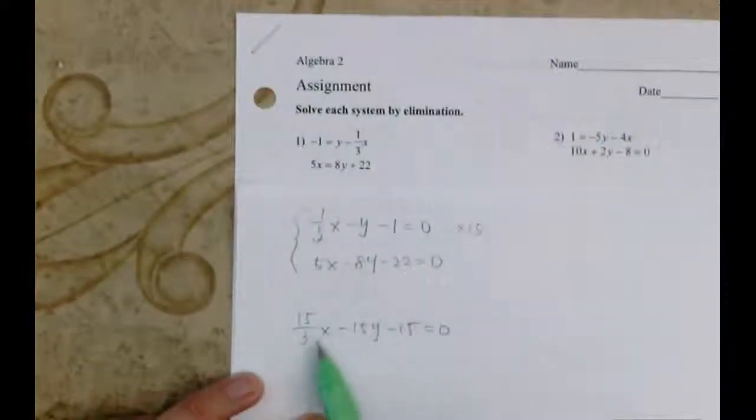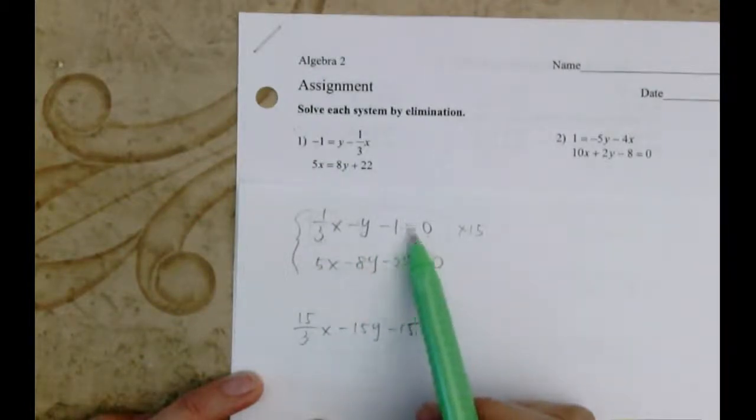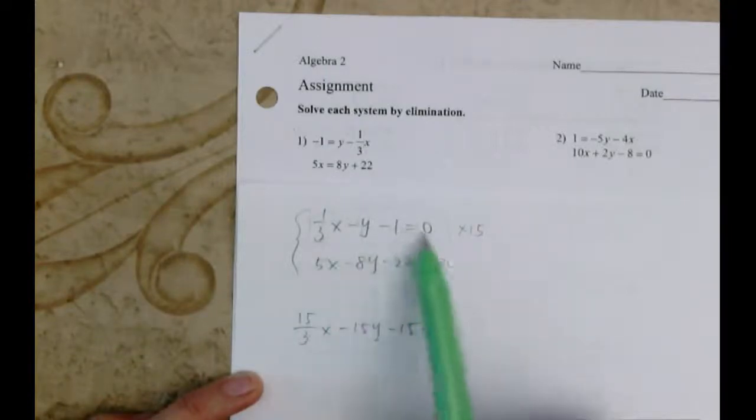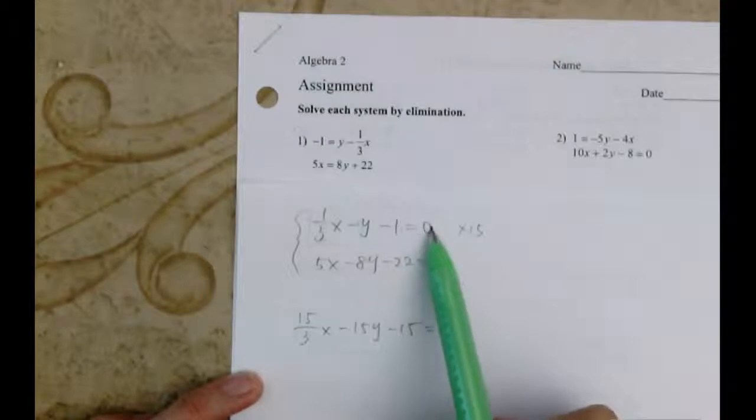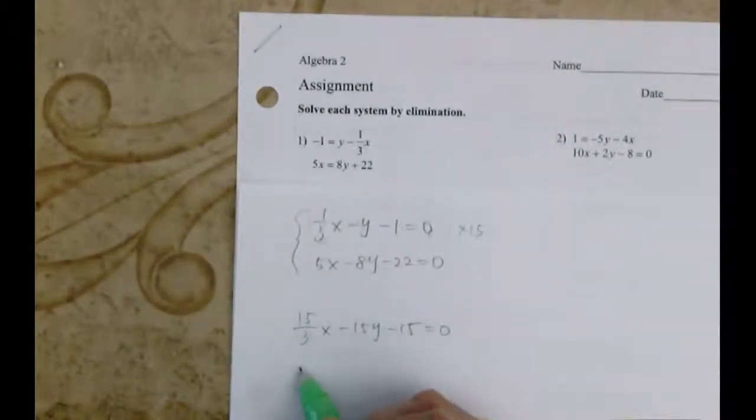Now don't forget to multiply each term, right? Some of you, I saw making the mistake of just multiplying one term. You cannot do that. If you want to multiply, the other side is still 0 because 0 times 15 is 0. That's the nice thing about putting 0 on the other side. Okay, so this is 5x minus 15y minus 15 equals 0.